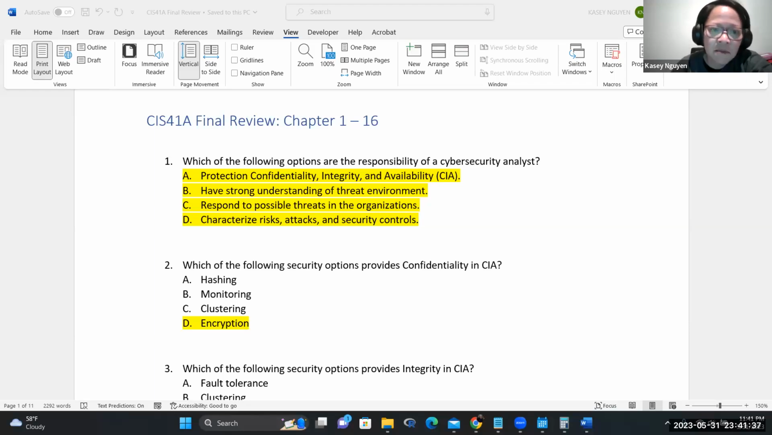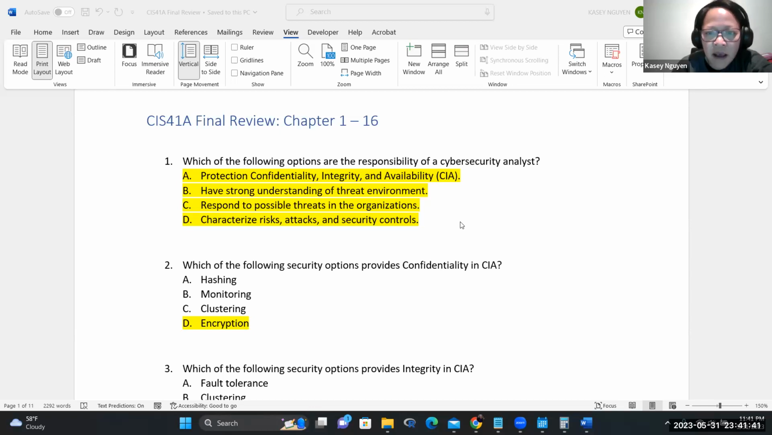So next, we're going to go over the questions from chapter 1 through 16, part of your textbook. And the questions usually just encompass the assignments that we went over prior. So in the first question, it asks you, which of the following options are the responsibility of the cybersecurity analyst? You would need to select all the options. A, protection, confidentiality, integrity, and availability.